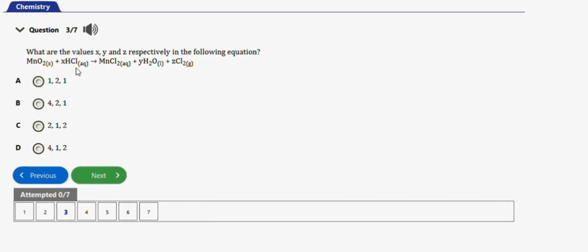So for chlorine, chlorine is 4. And chlorine gas is also 4 here. This 2 here plus this 2 here will give you 4.